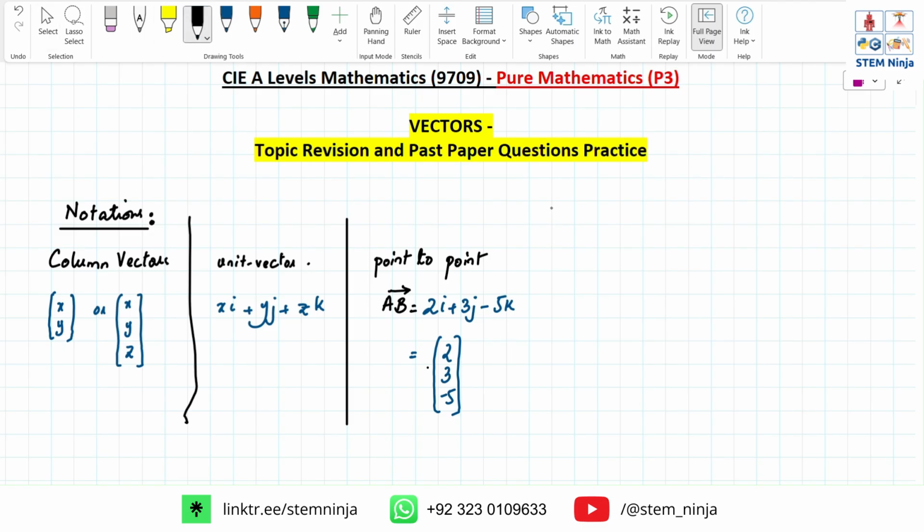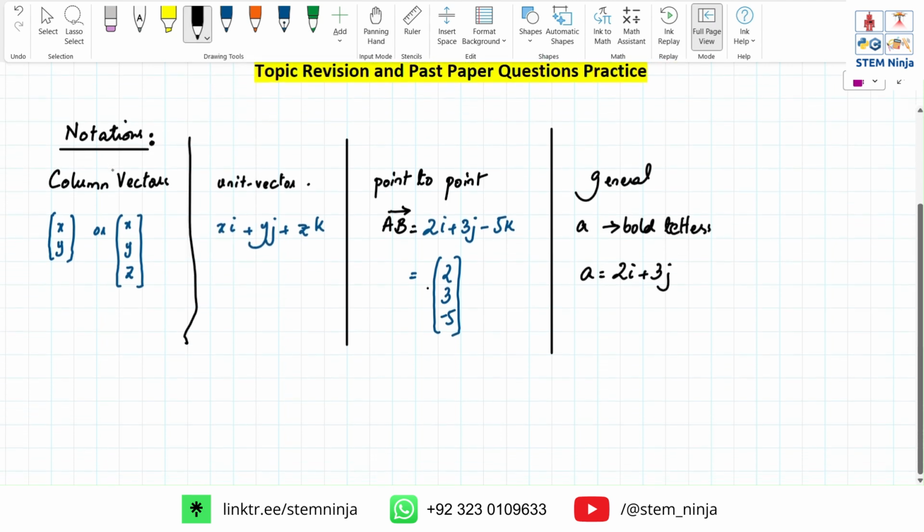Then the same thing can also be represented in general notation. You will often see letters written in bold, a, b, or c, whatever they are. They will be just bold letters, but they represent the same thing, just a vector. So for example, this vector a could be the same thing, 2i + 3j. Now, these were the notations, some of which we were already familiar with. So let's move on.